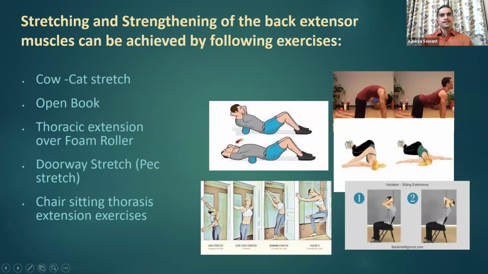Simple stretching and strengthening of the extensor muscle group, core strengthening, cow cat exercise, open book thoracic extension, or foam roller, doorway stretch, pec stretch, chair sitting thoracic extension. These are supposed to be done, not exactly post-operatively, but after some time, when the patient is cleared by the surgeon, you see the patient is good enough, his wound is healed, the patient is perfectly fine. You can do this kind of exercises.